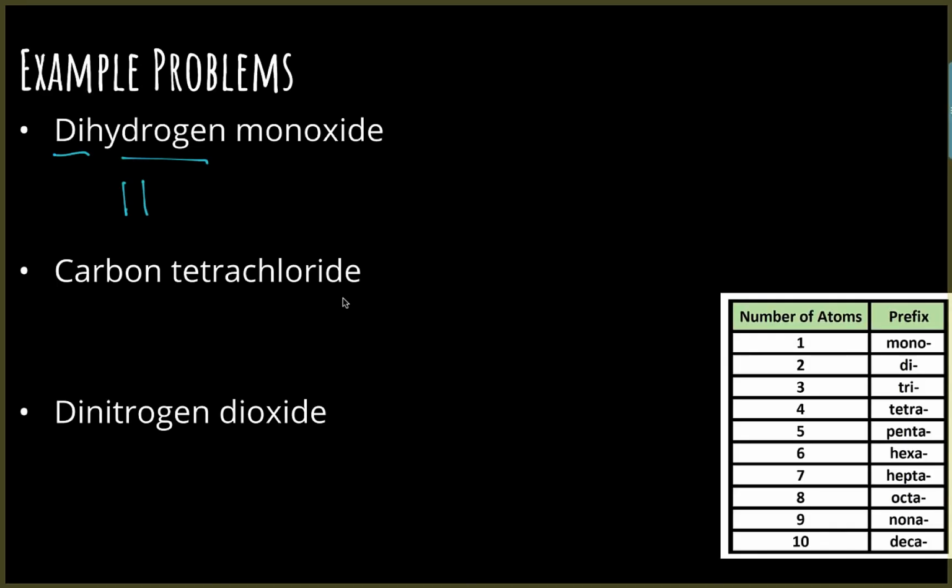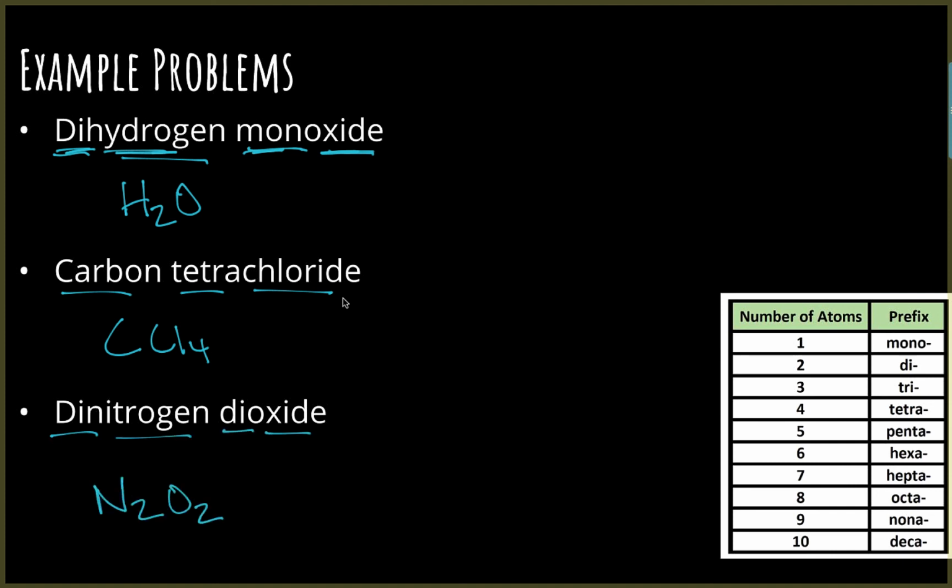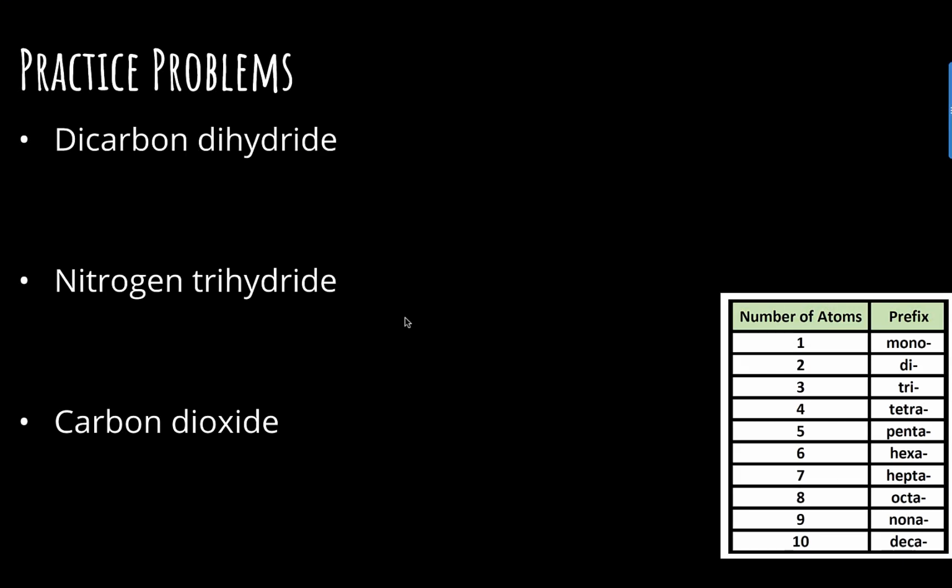Dihydrogen means 2 hydrogens, monoxide, 1 O, so H2O. Again, no crisscrossing, no reducing. The prefix tells us how many of that element are present in the formula. Carbon tetrachloride, so 1 carbon if there's no prefix. Tetra is 4 chlorines. Last one, dinitrogen, 2 N's, dioxide, 2 O's, and we leave it as N2O2 because, like I said, there's no reducing. So pause the video, practice these, come back and check.